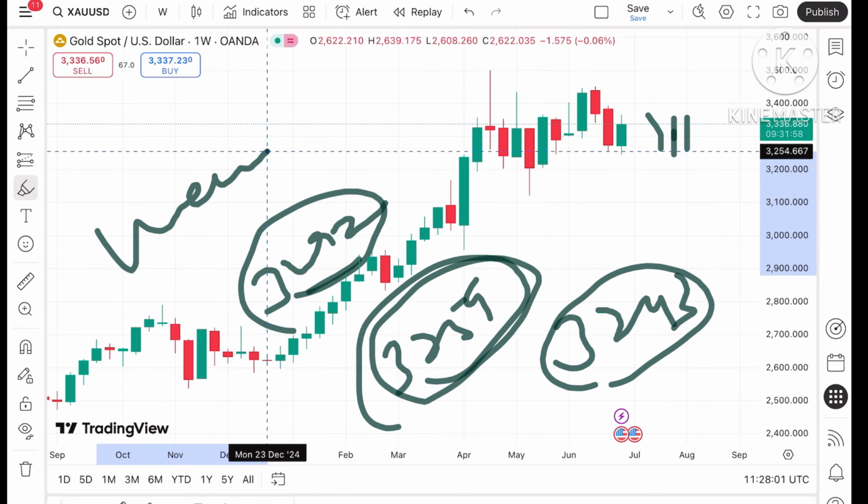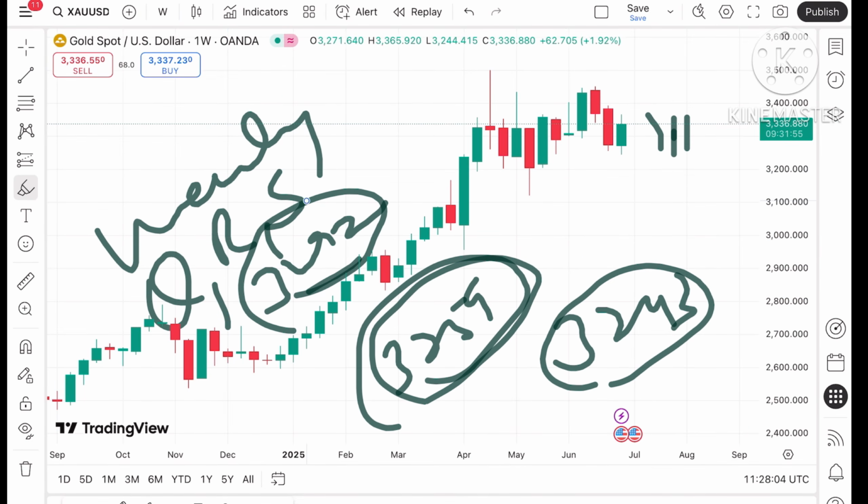This is a weekly chart, so you have to decide your quantity, risk, SL and target as per the weekly chart.